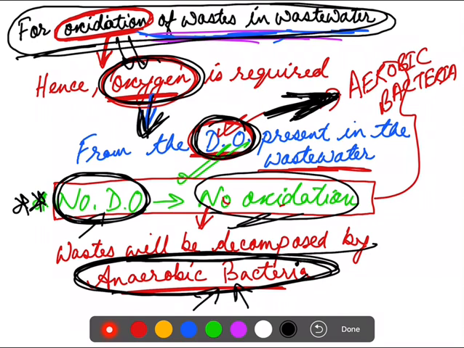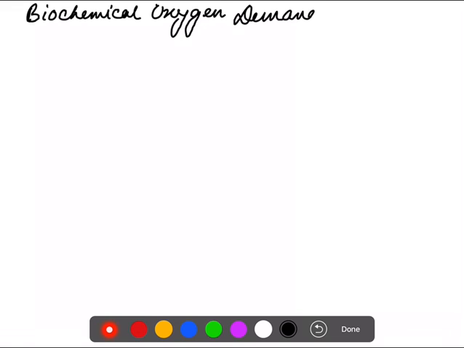So how does the word demand come? We are studying under oxygen demand, right? So everything is coming under oxygen demand. BOD is biochemical oxygen demand. Now you understand the terms. So how does this oxygen demand come?